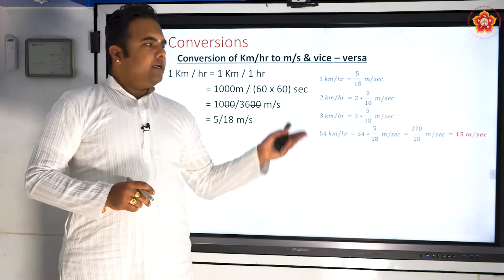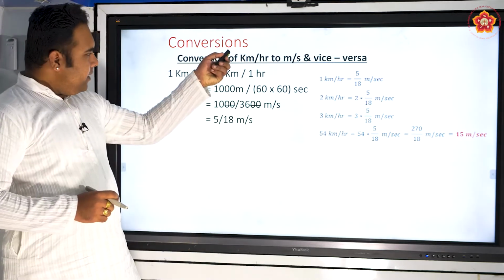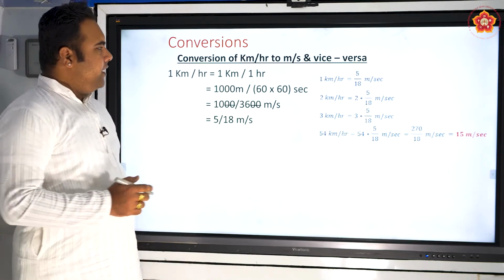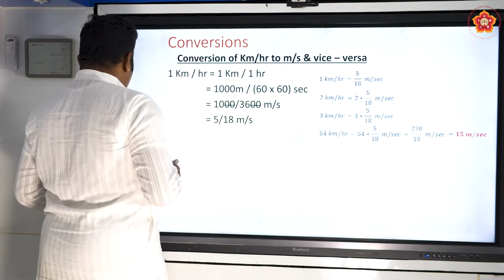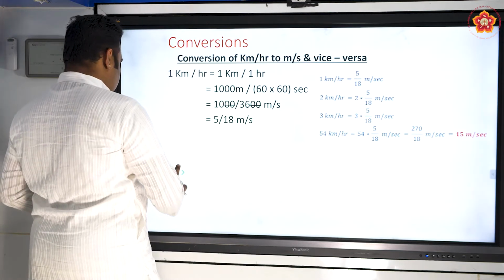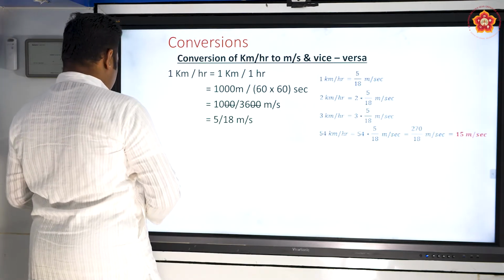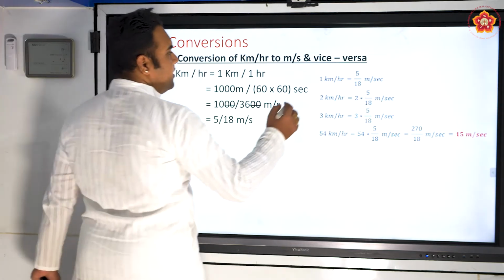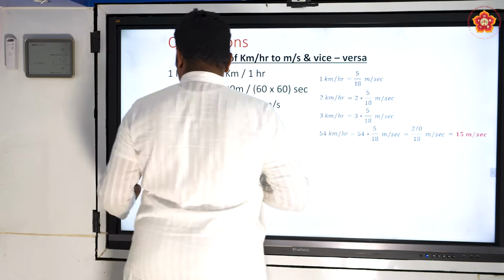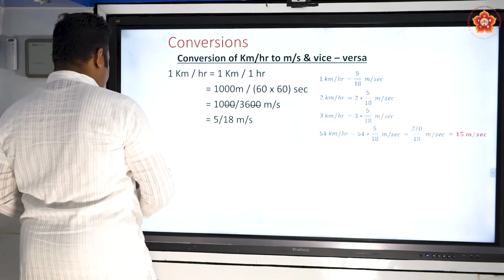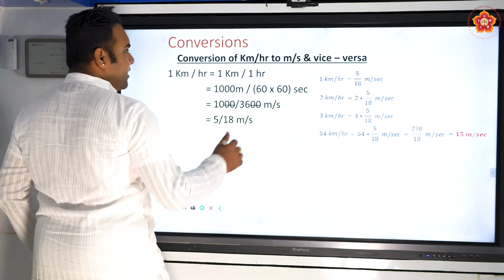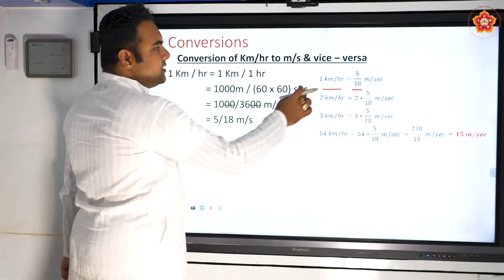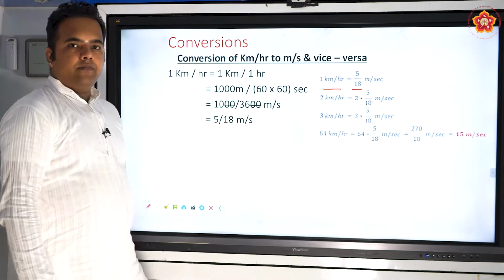2 kilometers per hour is 2 into 5 by 18. So every time, you need not work out the whole thing. Just remember that 1 kilometer per hour is 5 by 18 meters per second. 2 kilometers per hour will be 2 into 5 by 18, 3 kilometers per hour 3 into 5 by 18. So this is the standard conversion you need to remember.